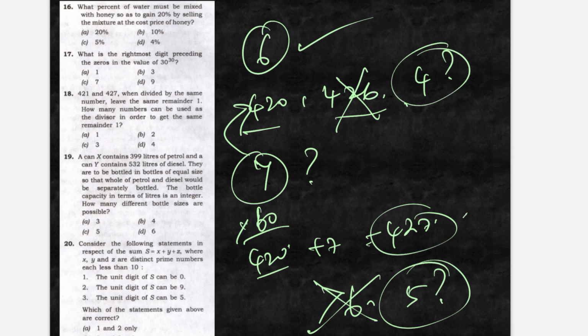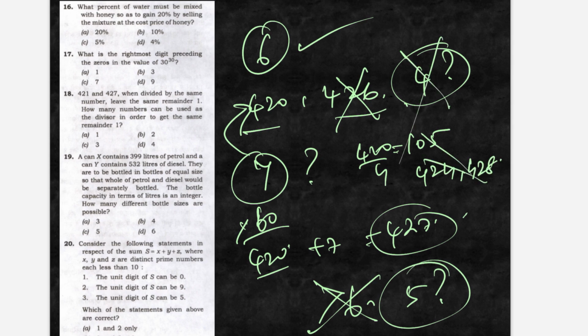Even 4 cannot fit in, because if 4 can divide 420 perfectly, the next number that 4 can divide would be 424. The next number 4 can divide would be 428 and not 426. So 4 is eliminated. What about 3?